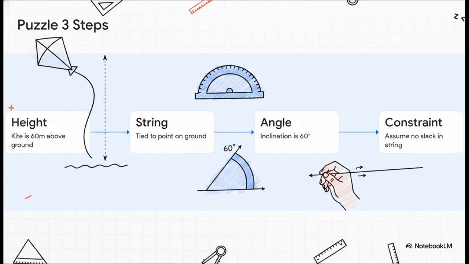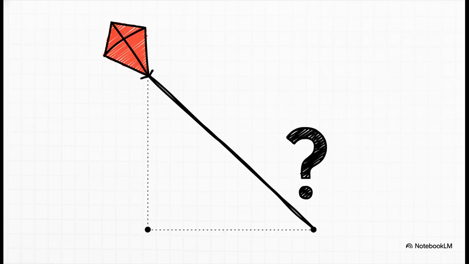And finally, Step 4, the critical physical constraint, we must assume there is perfectly 0 slack in the string. It is pulled taut, creating a flawless, straight, slanted line cutting right through the air. And this leads us to the exact question posed by the text. Find the length of the string.